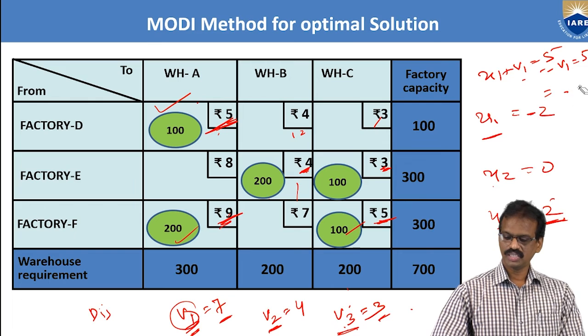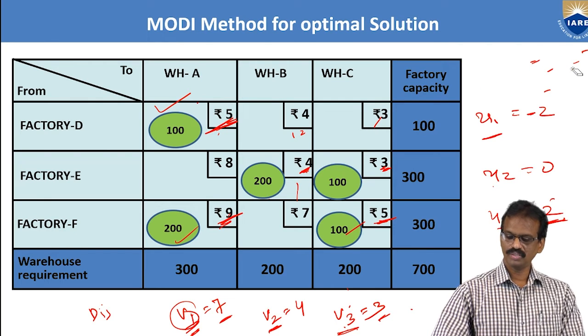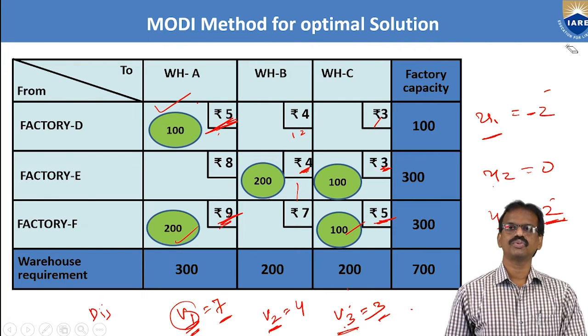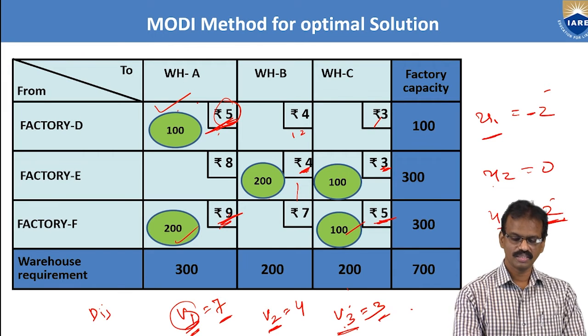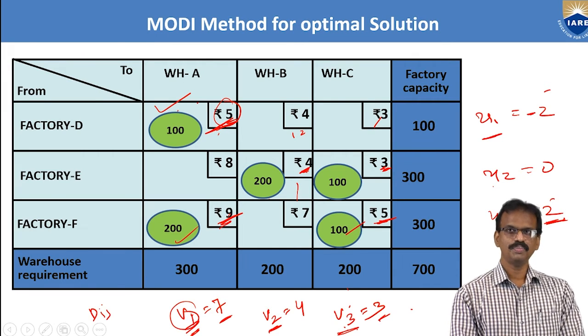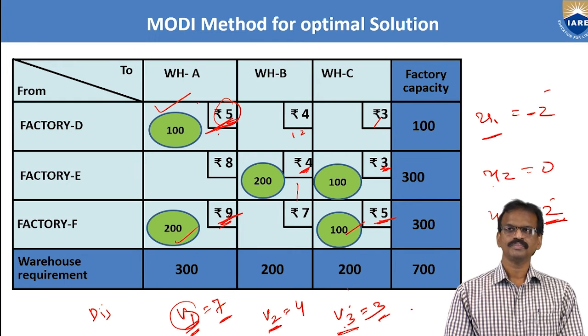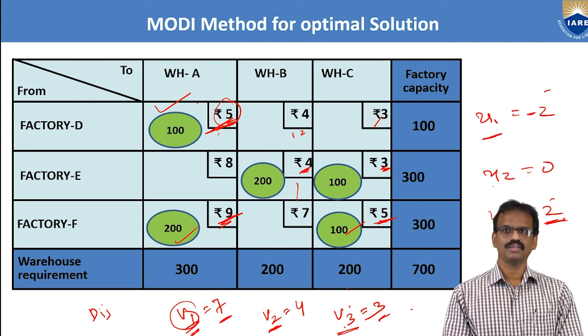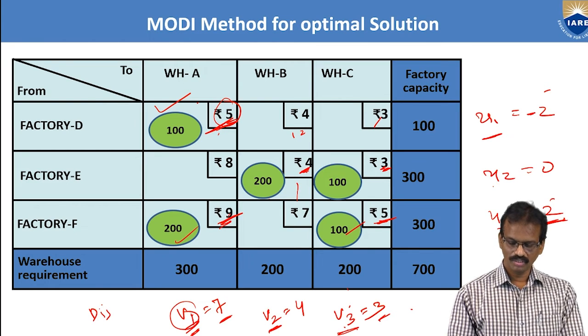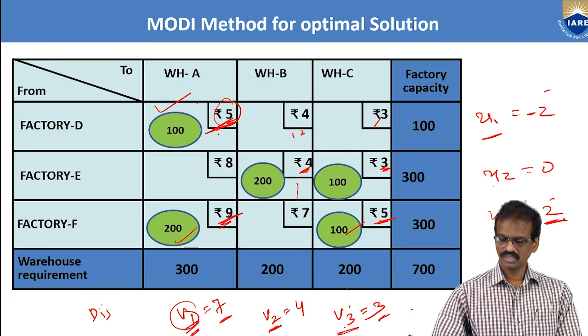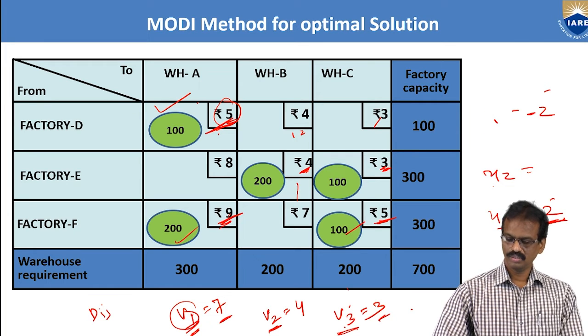So in this way, by using the formula u plus v is equal to Cij, where Cij is nothing but the shipping cost of the specific cell, and by using the allocated cells, you can find out the u and v values. Once again I want to repeat this, listen carefully.